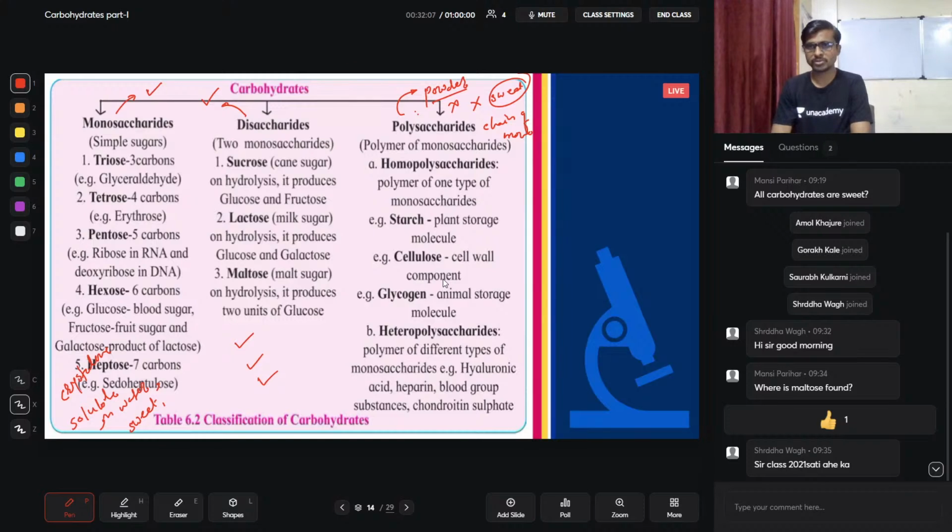They do not dissolve in water, and they are not in the form of a crystal. Okay, so they are in powder form. And if you look at mono- and disaccharides, they are available in crystal form. Okay, now your question: where is maltose found?